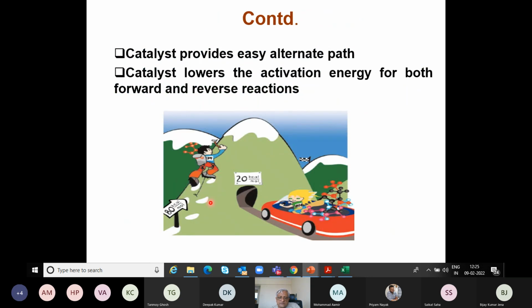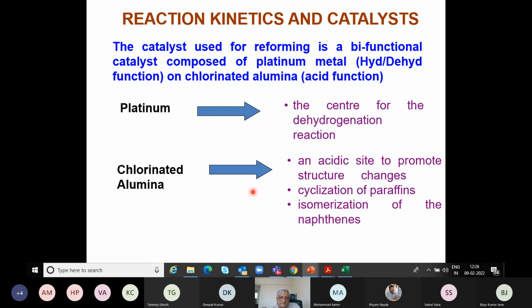This cartoon gives you a good idea of what the catalyst does. We need to go from here to the other end of the mountain. One way is to climb the mountain, which is very slow. On the other hand, you could use a catalyst to help you get to the other end much faster. So it reduces the activation energy for both forward and backward reaction.